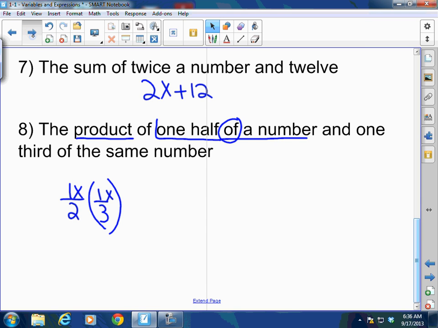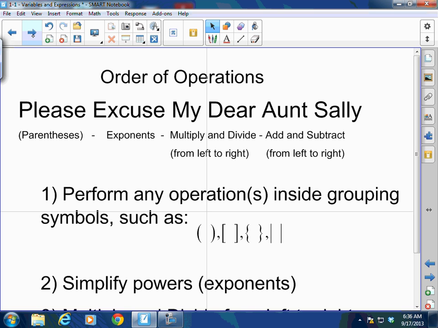Alrighty, let's continue. Whenever we're dealing with expressions or any type of math, really, we've got to follow the order of operations. I know we already saw this. I want to repeat it again, though. I want to make sure that you really understand this. Please excuse my dear Aunt Sally. Please, parentheses first. Excuse, exponents. My dear, multiply and divide in order from left to right. Aunt Sally, add and subtract in order from left to right.